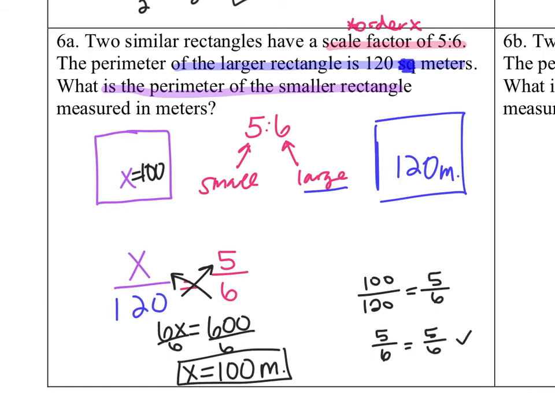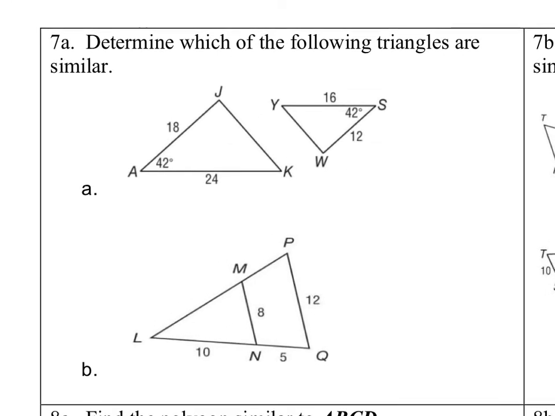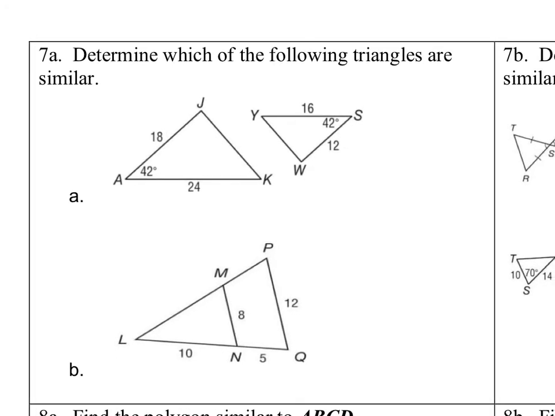Okay, almost done. Okay, so determine which of the following triangles are similar. So similarity, different types of theorems. We had 3 of them we learned about. We had angle-angle, side-angle-side, and side-side-side. Angle-angle was when we had 2 congruent angles. Side-angle-side is 2 proportional sides and a congruent angle in between.